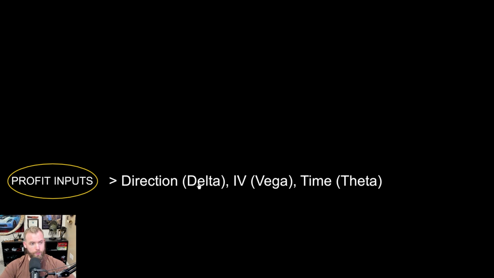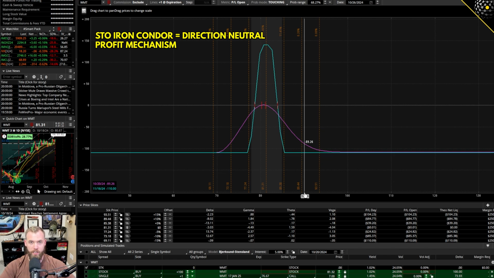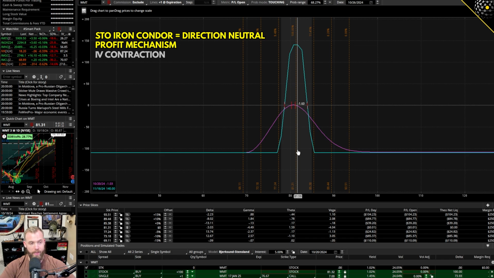So if you sell an iron condor, people do that for kind of a neutral play, which looks like this. Most people think that they're going to make money from IV contracting. And that's one of the ways you can make money here. However, the main thing that has to happen is price has to stay within your strikes.